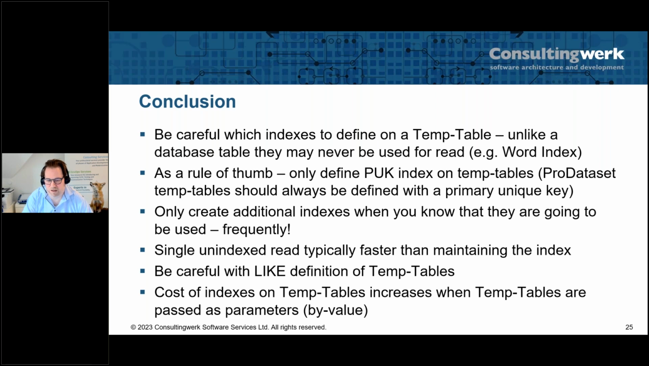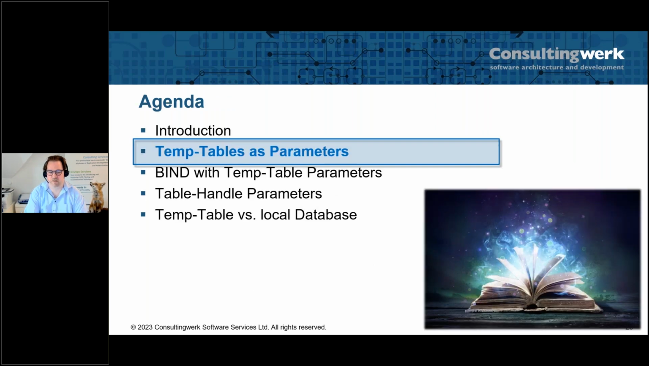So as a rule of thumb, only define a primary unique key index on the temp table, and other indexes only when you really know that you're going to be using them quite frequently. If you do one unindexed iteration of the table, it is going to be faster to do that on the fly, because creating the index and doing the unindexed sort on the fly are very similar operations. The difference is just that the index actually has to be written on disk and requires additional management there. So be careful with LIKE definitions and indexes in general.